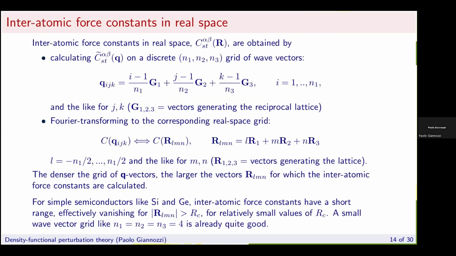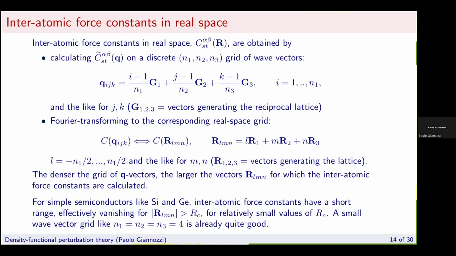Now, this answers the question of how to compute, for a given wave vector, the linear response and the phonon spectrum and the force constant in reciprocal space, but doesn't tell us how to compute force constants in real space. Now, force constants in real space can be computed by inverse Fourier transform. That is, we compute the force constants for a discrete grid of wave vectors. This discrete grid typically is a set of wave vectors that spans the first Brillouin zone.